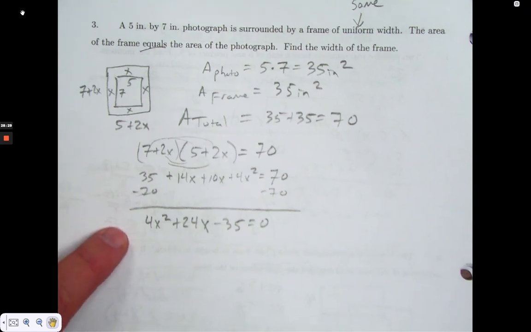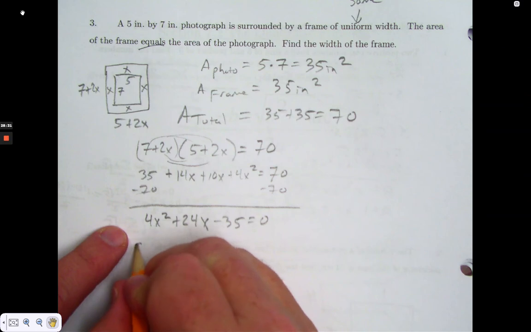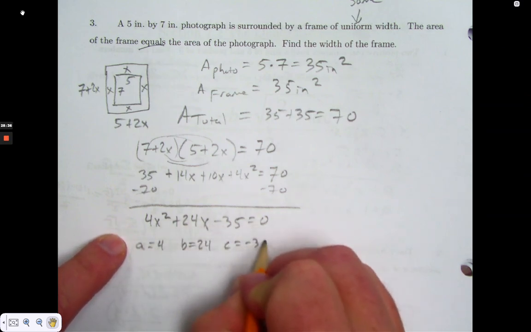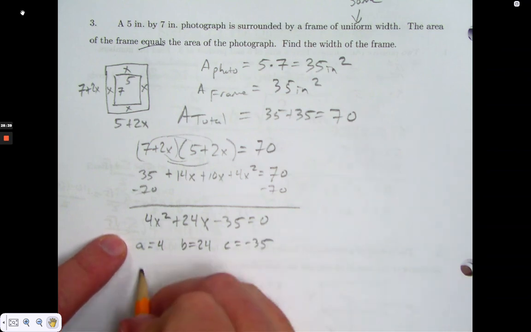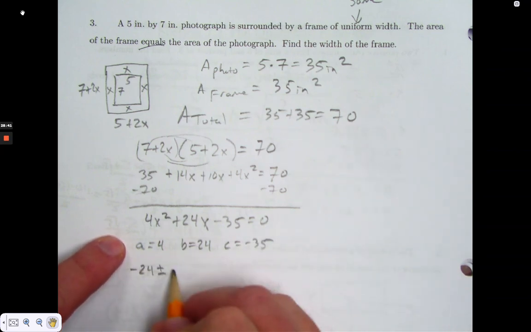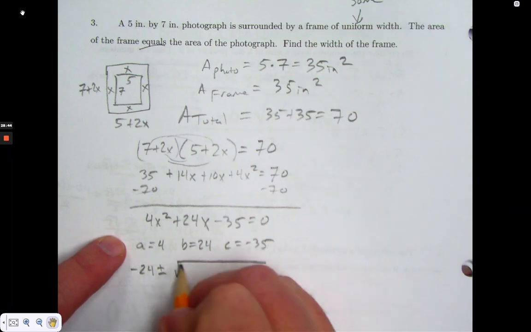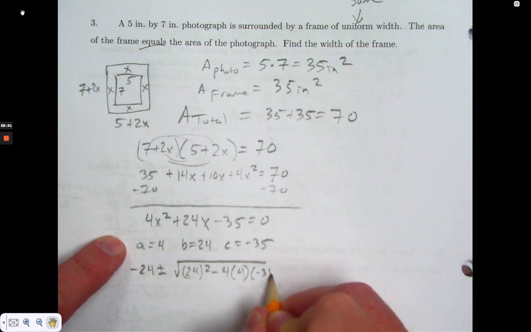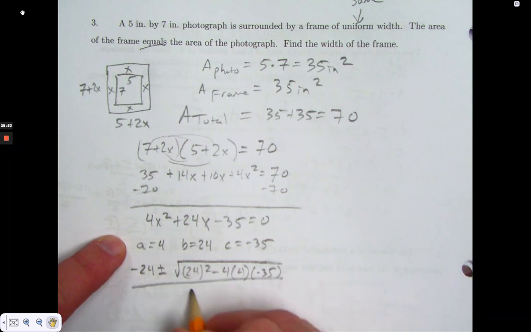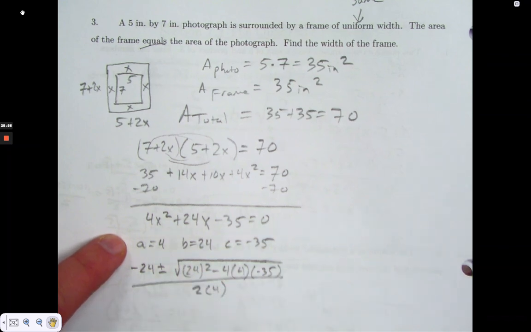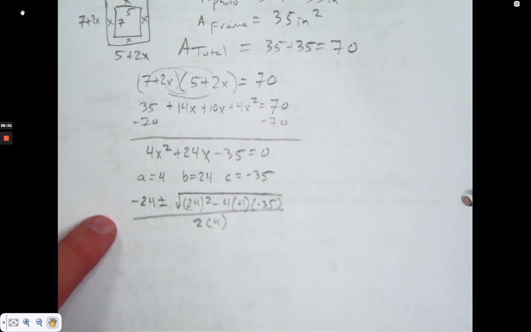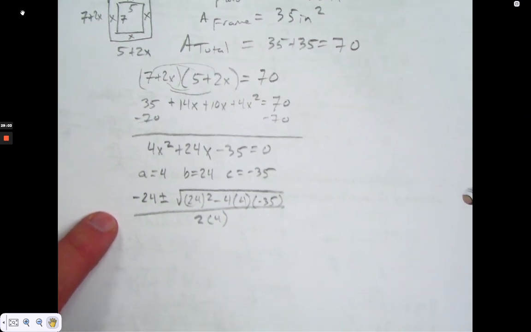So once I get to this point, I just use my quadratic formula. So my A equals 4, my B equals 24, my C equals negative 35. So negative 24 plus or minus the square root of B squared minus 4 times A times C, all divided by 2 times A. And I wrote that step out this time because those numbers are a little bigger, so I want to make sure that everybody stays on track with where we're at.